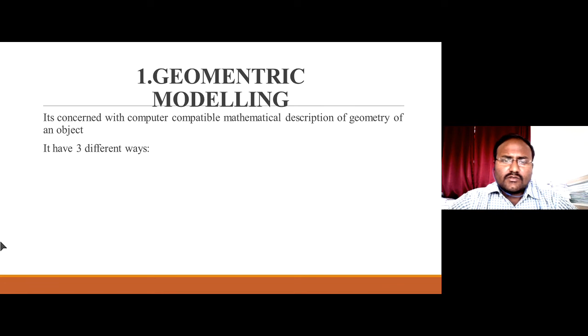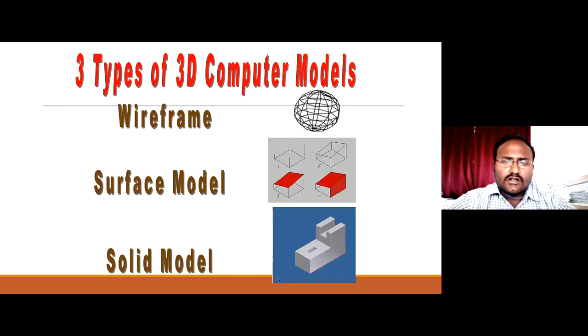In geometric modeling, we are using three different types of geometric modeling: wireframe model, surface model, and solid model. The wireframe model is used for analysis-based models, and the surface model is a kind of visualization model. The solid model is a 3D model. It shows the original shape of the product after production, and what the exact original position is. With the help of a solid model, we can easily understand this.